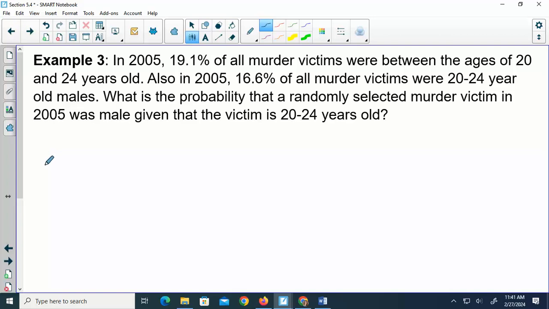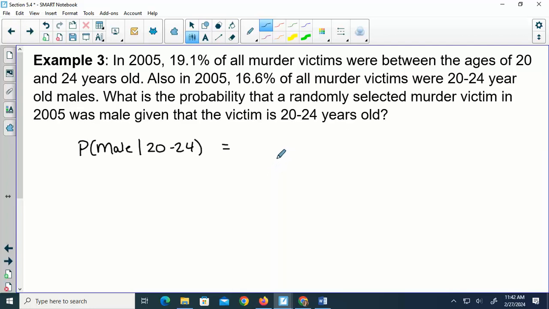So let's look at this one. In 2005, 19% of all murder victims were between the ages of 20 and 24 years old. Also in 2005, 16.6% of all murder victims were 20 to 24-year-old males. What is the probability that a randomly selected murder victim in 2005 was male, given that the victim is 20 to 24 years old? So I'm trying to find the probability male given 20 to 24.